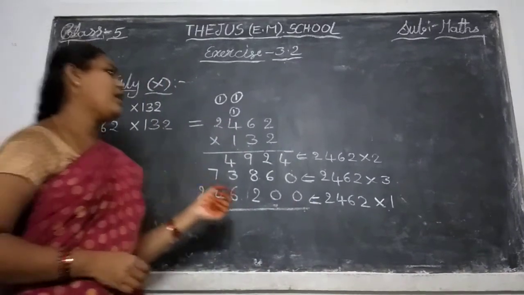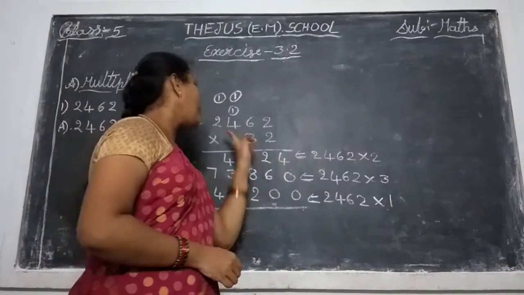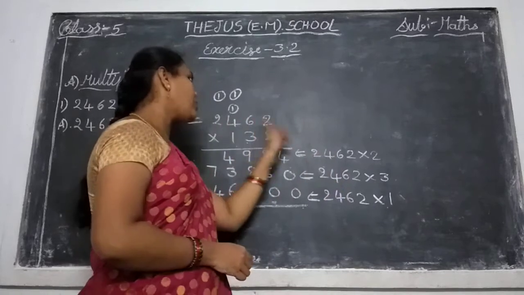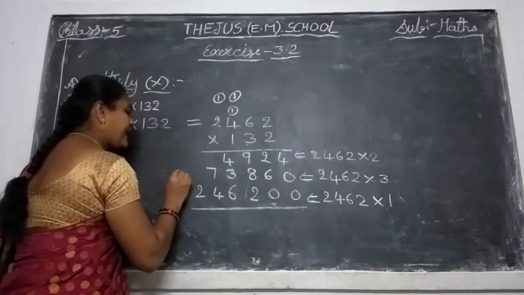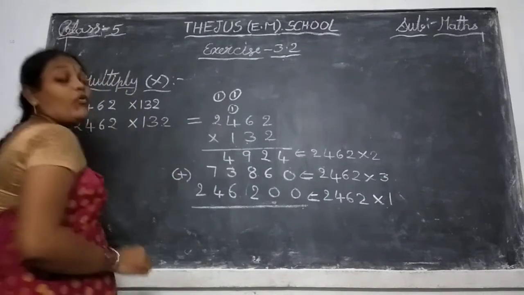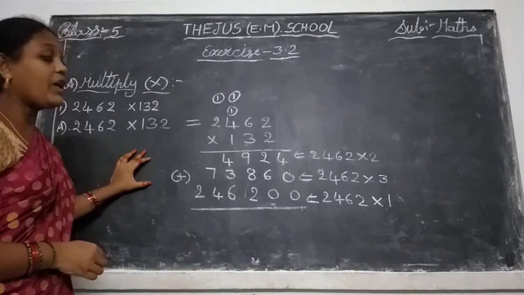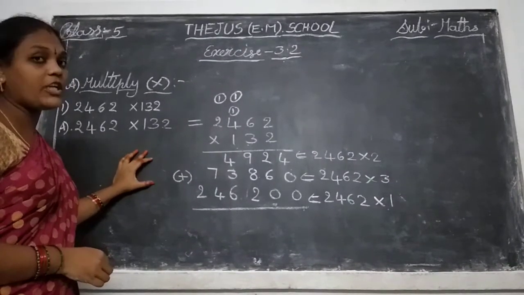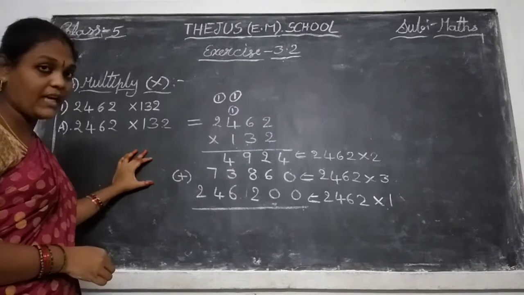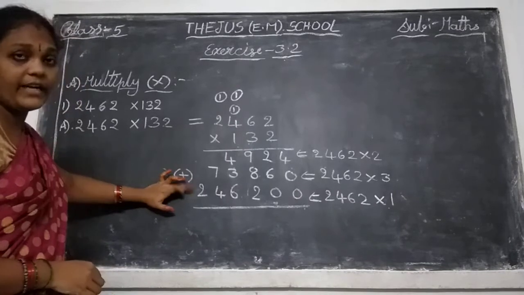Now see here. Why will we write here? 2462 into 2. 2462 into 3. 2462 into 1. Okay children? Now these three numbers will be added. What is multiplication, children? Continuously addition is called multiplication. So these three numbers will be added now.